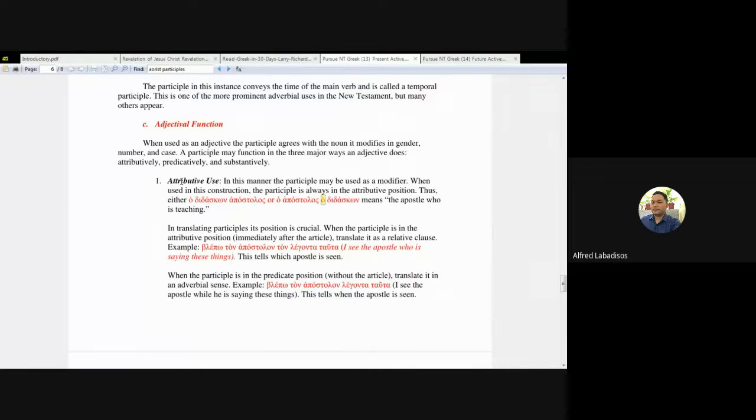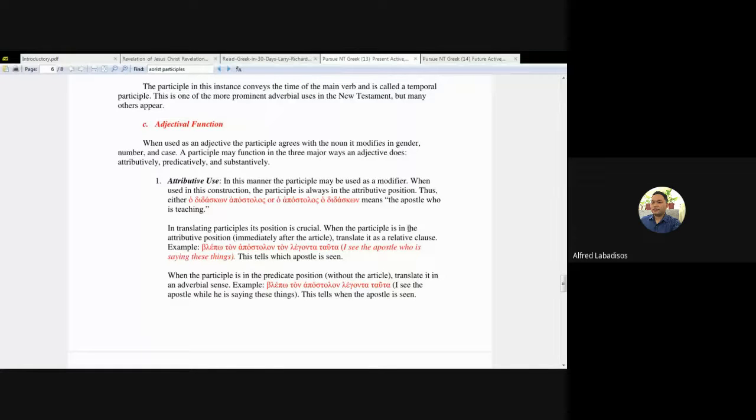So in attributive use, you translate using who to modify the subject. The apostle, apostolos, who is teaching. So it modifies the apostle, giving a characteristic of the apostle or describing the apostle. That's why the translation is the apostle who is teaching. In translating participles, its position is crucial. So take note of this.